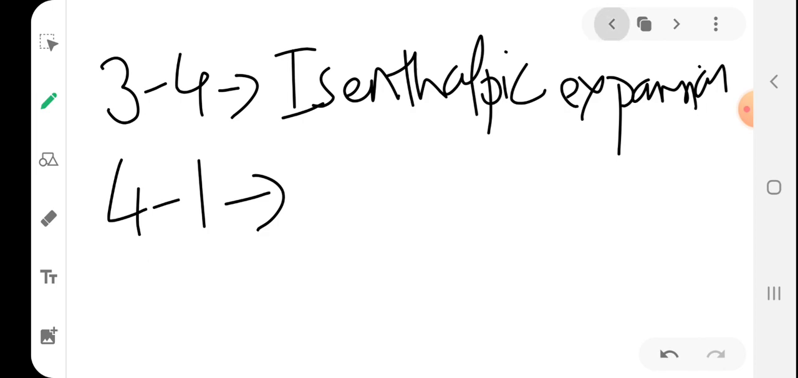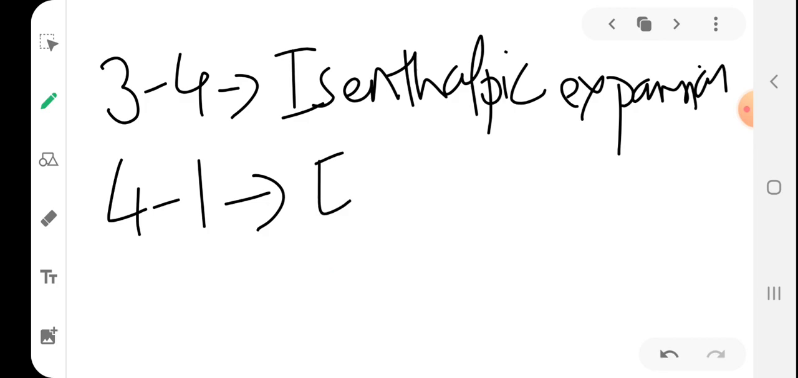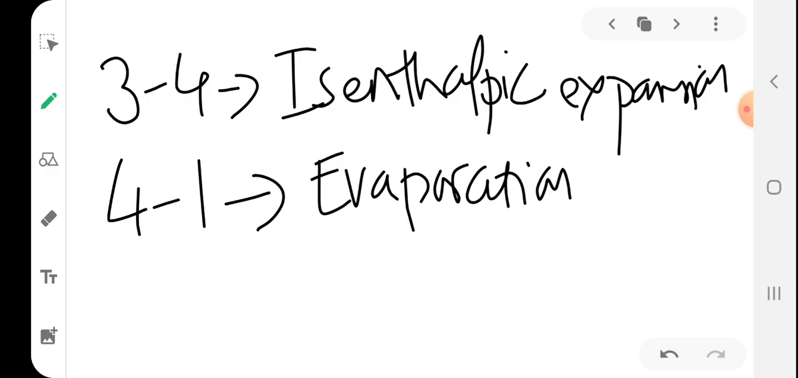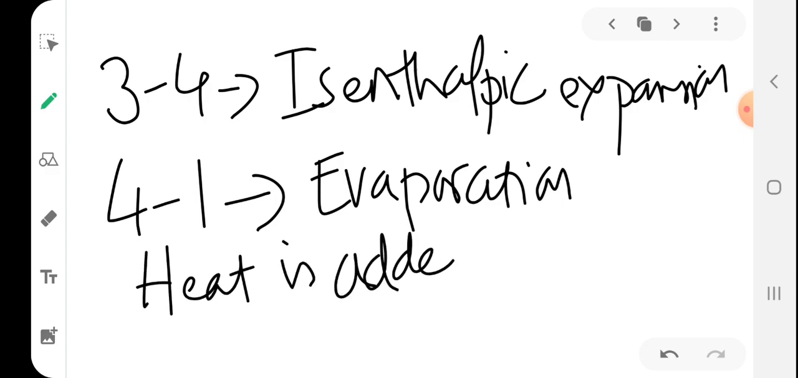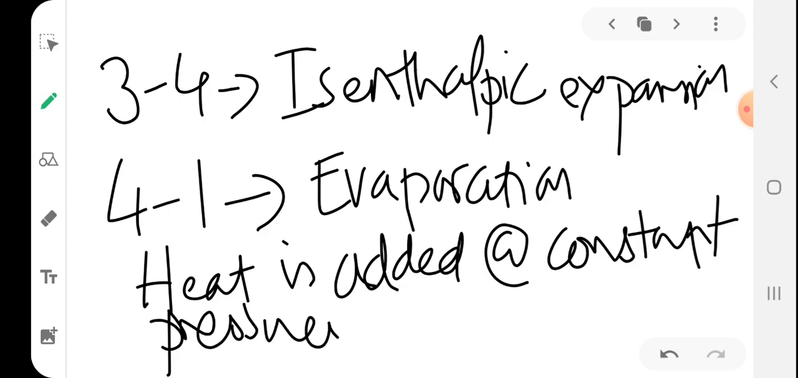4 to 1 is a process of constant, since this is horizontal, it means a constant pressure process. So constant pressure heat addition, right? In what form is heat getting added? Latent heat of evaporation. So 4 to 1 is evaporation. Heat is added at a constant pressure, and after absorbing heat in the form of latent heat of vaporization, the refrigerant gets evaporated and becomes a saturated vapor.